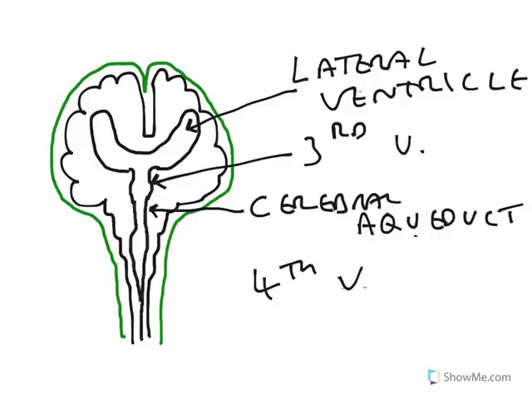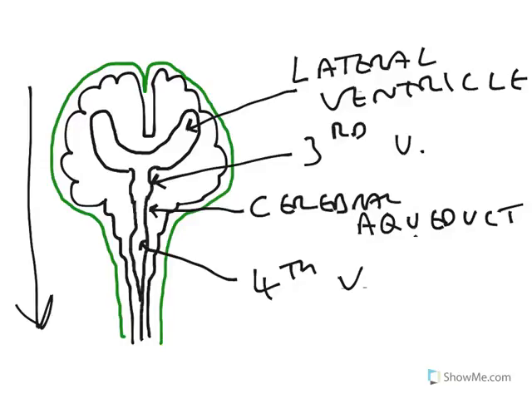So the fourth ventricle is this one here. Okay? And cerebrospinal fluid typically flows in the caudal direction. So the CSF typically runs in this direction there, down towards the spinal cord.